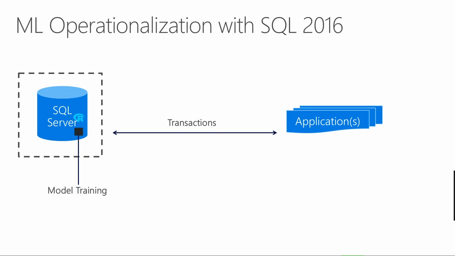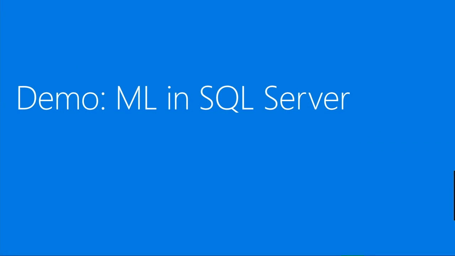What I described to you earlier, if I look at it from the architecture diagram, looks something like this. SQL Server inside can do the model training as well as scoring. The conversation with applications is just in terms of transactions, which is good, and the predictions are all done inside SQL Server. So the application just calls sp_execute_external_script, and it will give you the prediction outcome. All right, who's ready for a demo?